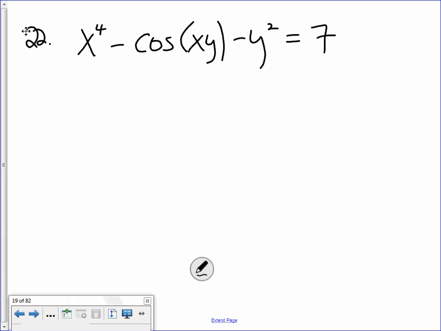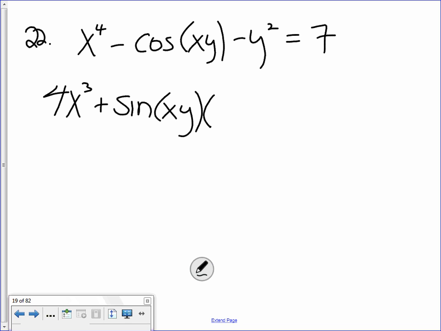So the derivative of x to the 4th. Good. Now we got a little chain rule going on here. What's the derivative of cosine? Negative sine, so it'll be minus negative sine, so positive sine. Don't change the angle, right? Leave the inside alone, times the derivative of the inside. What do we need? Product rule. So we need first times derivative of the second. You see the derivative of y is dy dx?